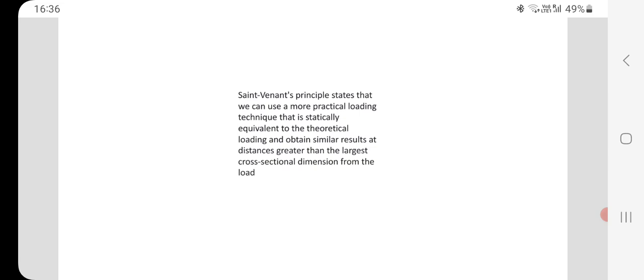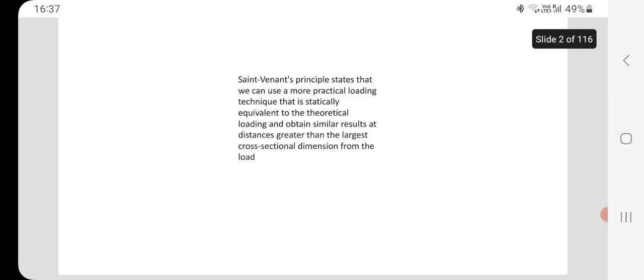Saint Venant's principle states that we can use a more practical loading technique that is statically equivalent to the theoretical loading and obtain similar results at distances greater than the largest cross-sectional dimension from the load.